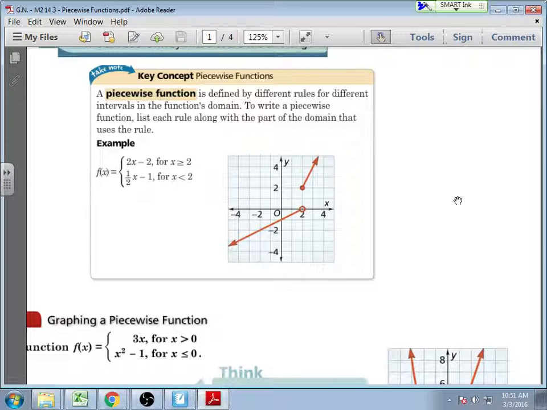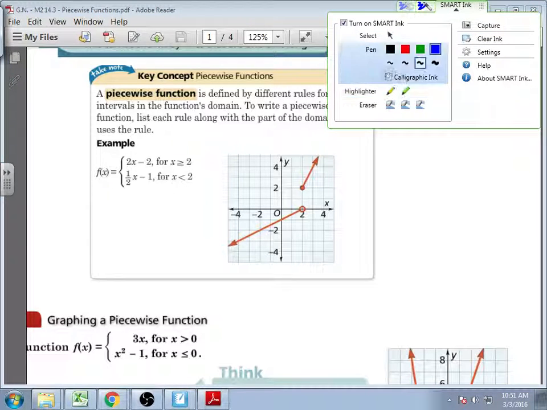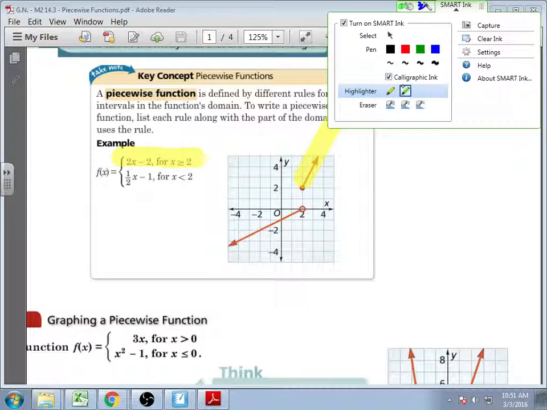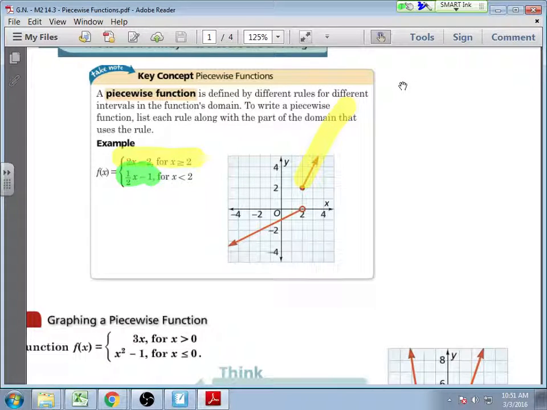We're essentially combining two functions and we're saying 2x minus 2 is my graph for any values greater than or equal to 2. So that goes here. My other graph, 1/2 x minus 1, is for any values less than 2. So I do not include my 2, but I go anything less than that, so I graph that. Any questions on what a piecewise is? It's really just a broken graph function, if you want to remember it like that.